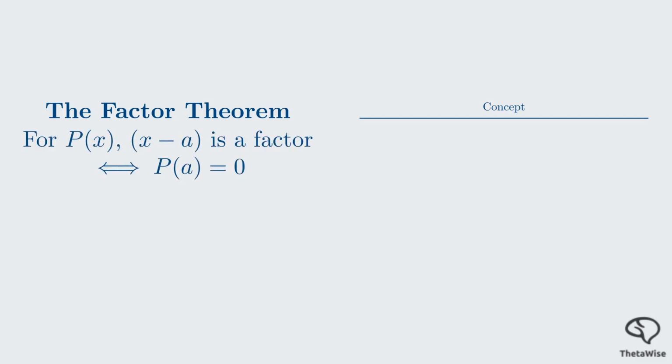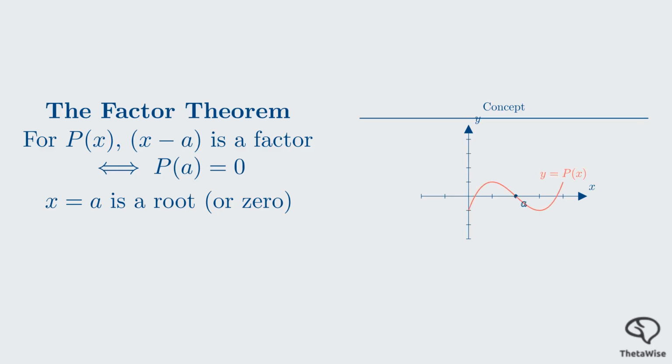Let's start with the fundamental tool of this topic, the factor theorem. The factor theorem states that for a polynomial p of x, a linear expression x minus a is a factor if and only if p of a equals 0. Why does this work? Essentially, if plugging a value a into the function results in 0, it means there is no remainder when dividing by x minus a. This means x equals a is a root or a zero of the polynomial. Graphically, this is where the curve of the function intersects the horizontal x-axis.